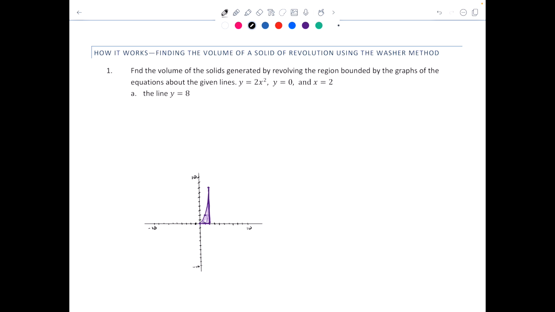So now with this one, we're going to be rotating about the line y is 8. So we're going to extend the axis until we get to 16, because our axis of revolution is going to be this line y is 8, and that is our axis of revolution.